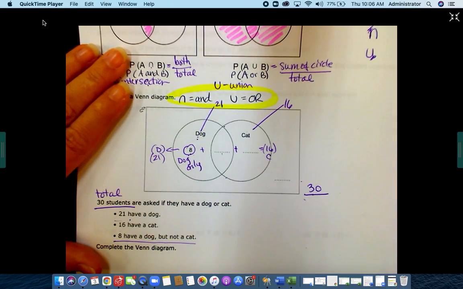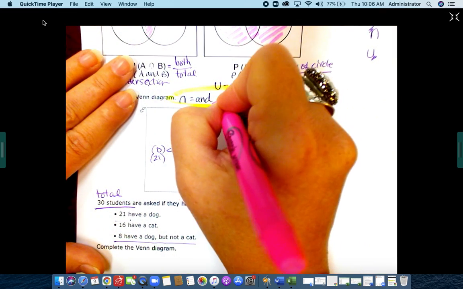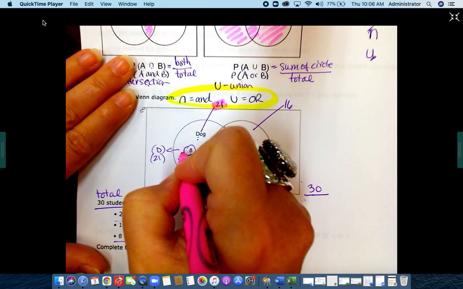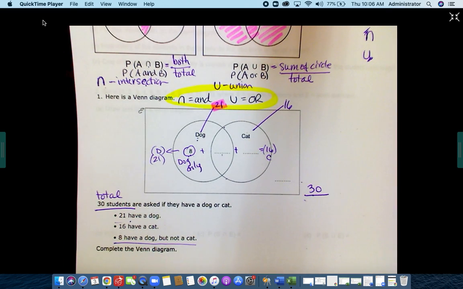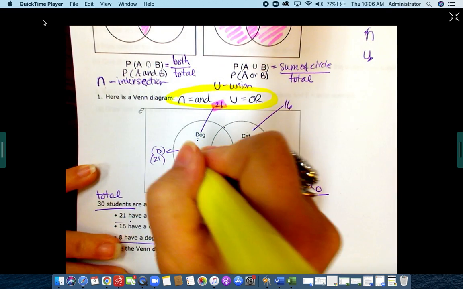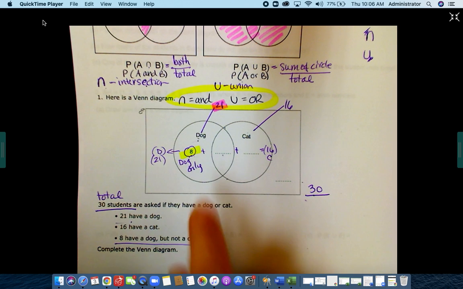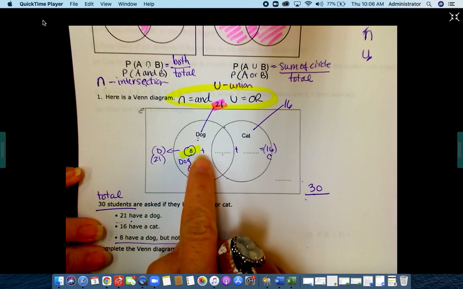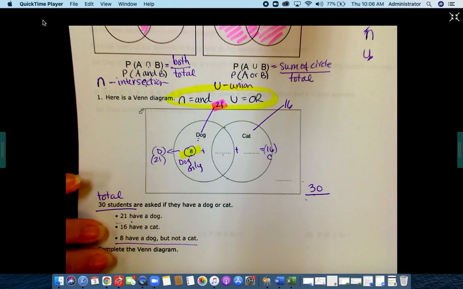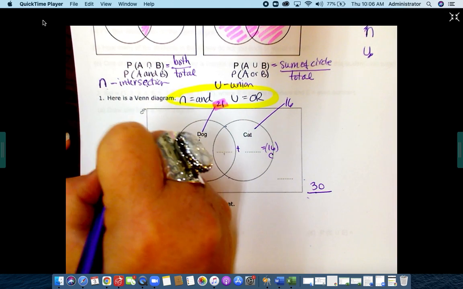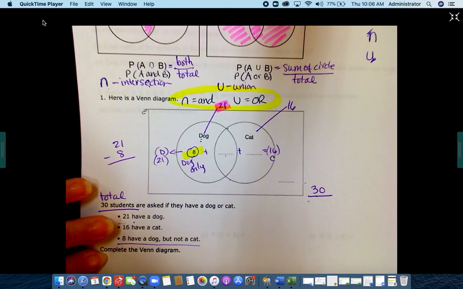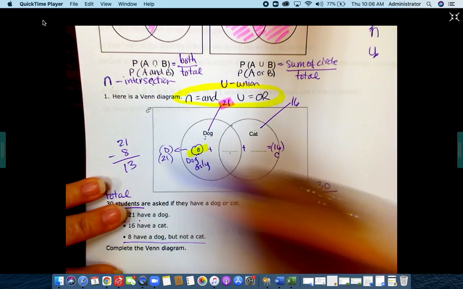So that means I'm going to take this information, the fact that we have 21 that have a dog, and we know that 8 have a dog only, and we are going to subtract. So in other words, 8 plus what number will give us 21? So that means I'm going to do 21 minus 8, and that gives me 13.